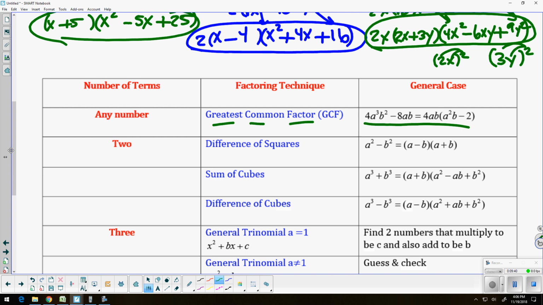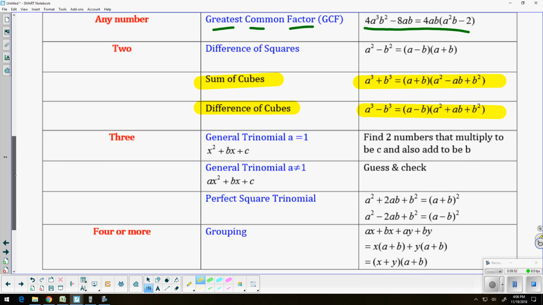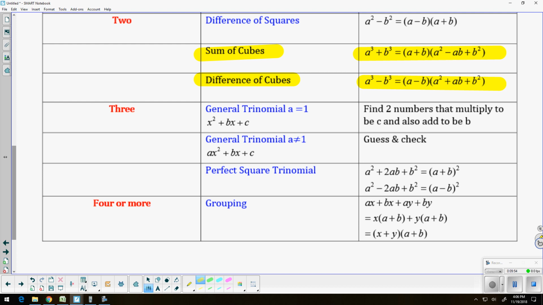So here's the new stuff if you want to highlight it. The newer stuff is sum of cubes. Here's an example, difference of cubes. There's your example. Trinomials, we did that last chapter, so we should know how to do that. Find two numbers that multiply to be c, that also add to be b. General trinomial when a is not 1, like a 2x squared, 3x squared, that's just going to be guess and check.